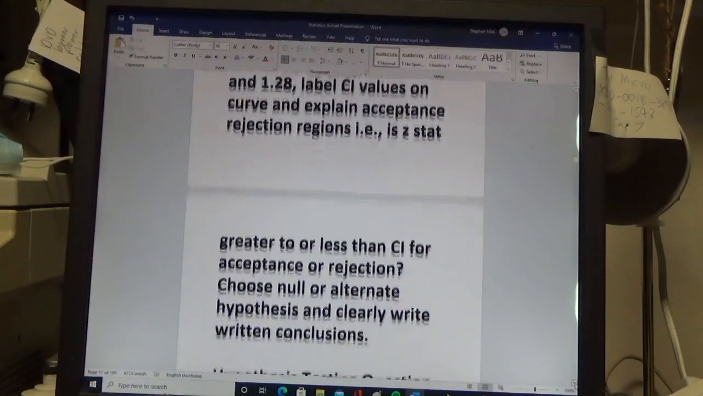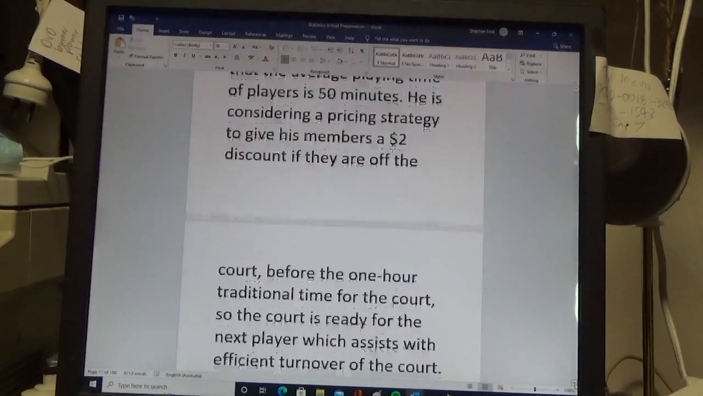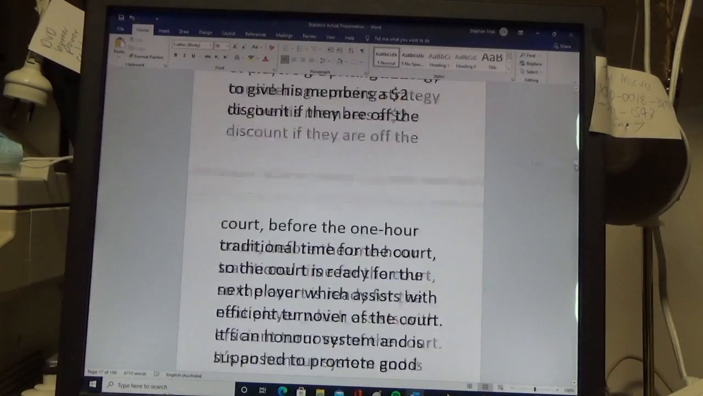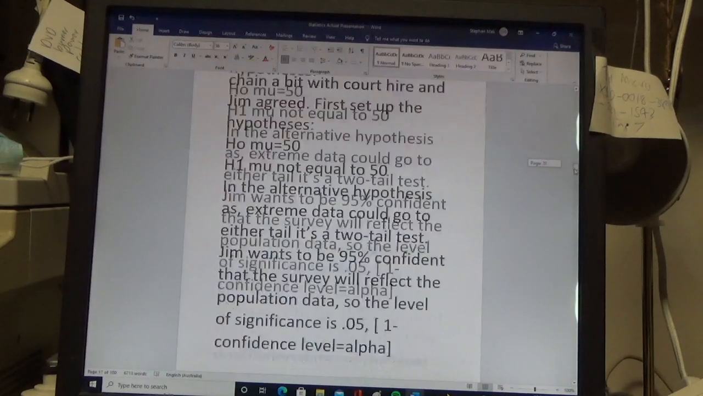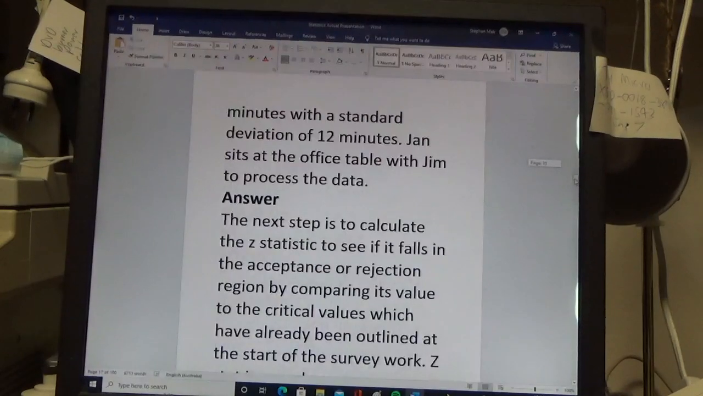I'm just trying to get to, because I've made this in really big font for you, I better get to multiple regression.